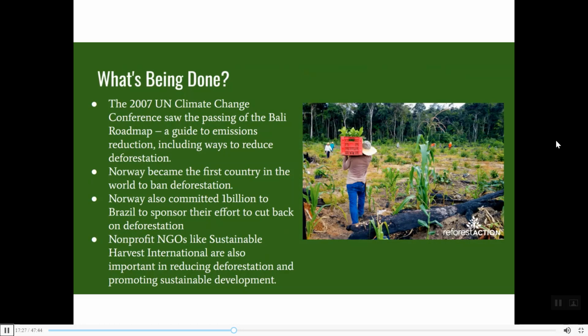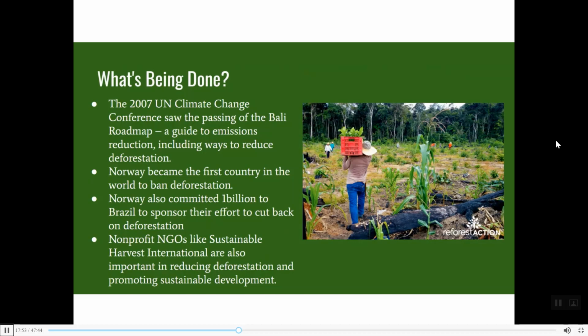Norway also committed $1 billion to Brazil to sponsor their effort to cut back on deforestation. This led Brazil to reduce their annual deforestation area by 67% in the span of only 5 years, which is amazing that they were able to drop it that low in that amount of time.